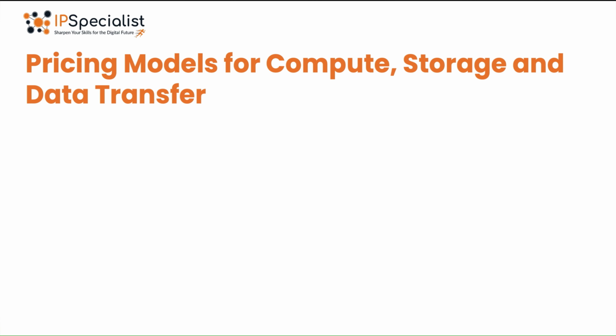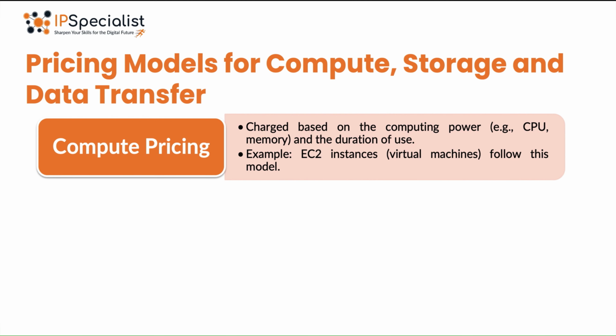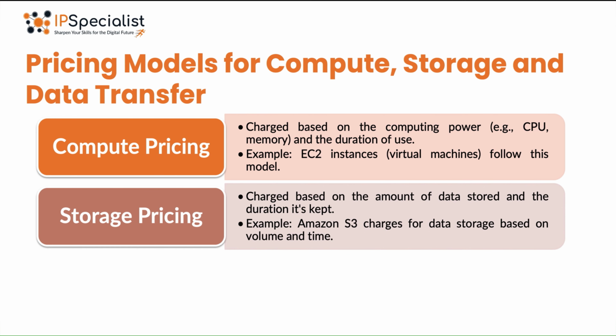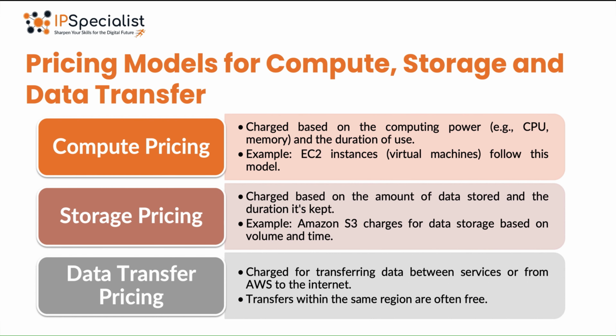AWS services have different pricing models depending on what you're using. First is compute pricing. When you're using services like EC2, which are basically virtual machines, you're charged based on factors like how much computing power you need and how long you use it. Next is storage pricing. For services like Amazon S3, which is for storing data, you pay for how much data you store and how long you keep it in storage. Next, data transfer pricing. AWS also charges for moving data between its services or from AWS to the internet. But don't worry, data transfers within the same region are often free.